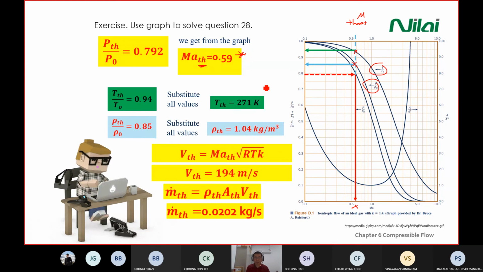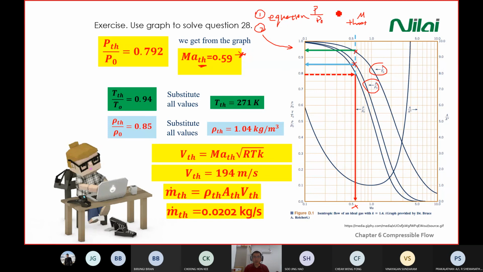Cool. So there are 2 methods. One is use equation, like P over P0, T over T0, density over density 0, area, and so on. The second one is use diagram. Of course, if you use diagram, there's human error when you plot the graph, because the resolution will define the accuracy of the answer.